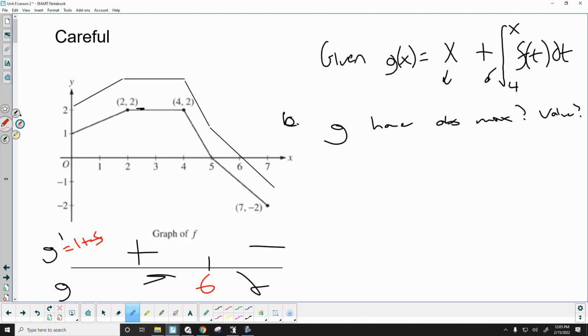I actually don't like doing it that way. Here's what I like doing. We always look at when derivatives equal 0, right? Well, G prime is 1 plus f. When does that equal 0? When f is negative 1. When does f equal negative 1? It's the intersection of y equals negative 1 and this line. It's at 6. This ramps up the level of difficulty of things.